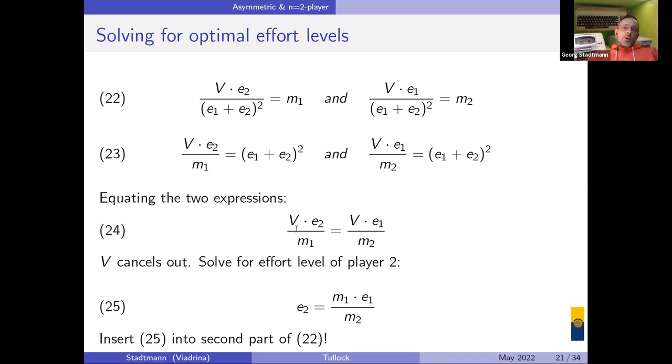So we have to solve equation 24 in a first step for E2. The V's pop up two times. They have to cancel out. And then we are putting M1 on the other hand side of the equation. We get E2 is equal to M1 times E1 over M2. And now the idea is that we are inserting this, equation 25, into equation 22. We are inserting the right-hand side of 25 into 22. And then this equation only depends on E1.